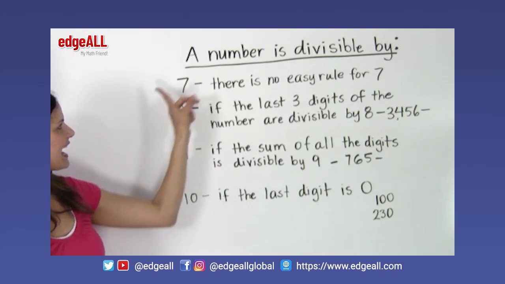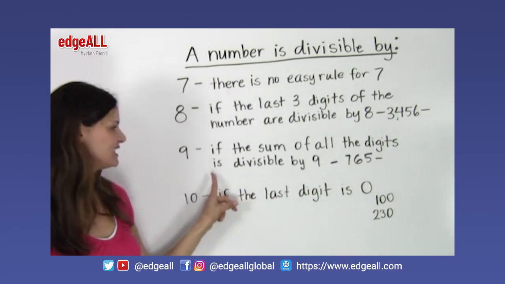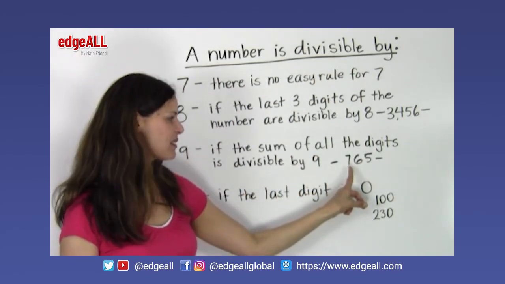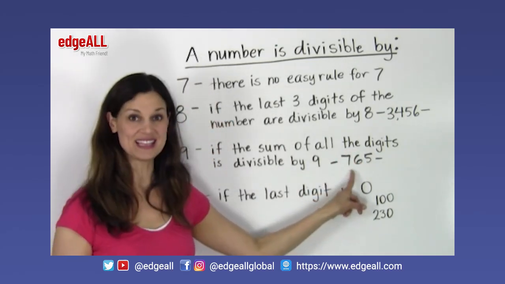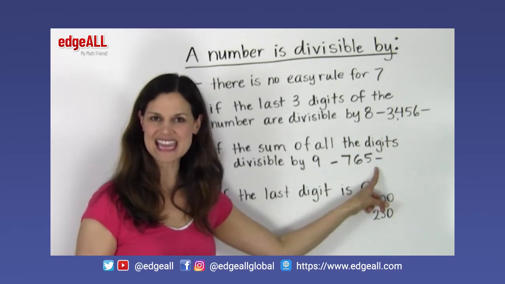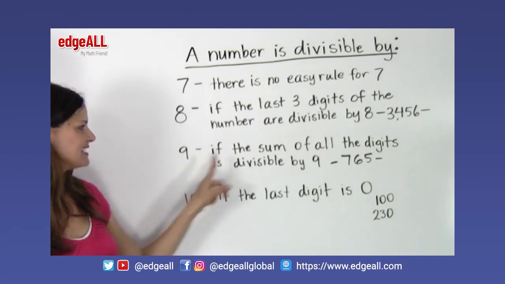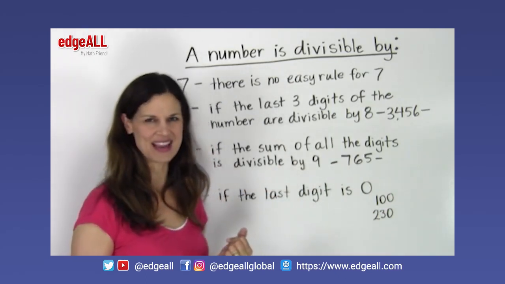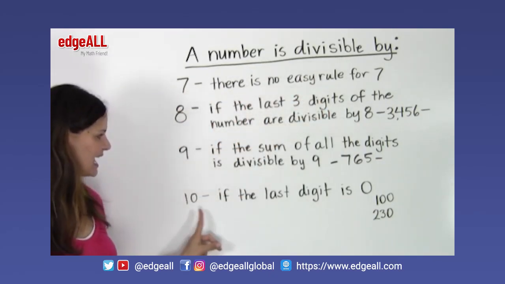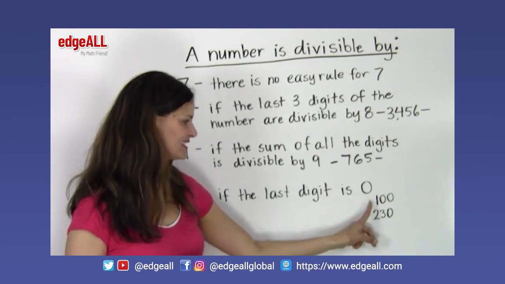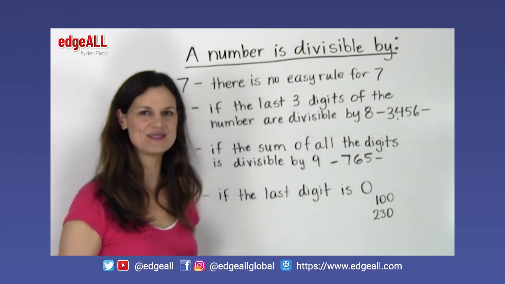For the rule for 9, a number is divisible by 9 if the sum of all the digits is divisible by 9. So an example of this is the number 756 because 7 plus 6 plus 5 equals 18. And 18 is divisible by 9. So we know that 756 is divisible by 9. And then the last one is a number is divisible by 10 if the last digit is a 0. So 100 or 230 are examples of numbers that are divisible by 10.